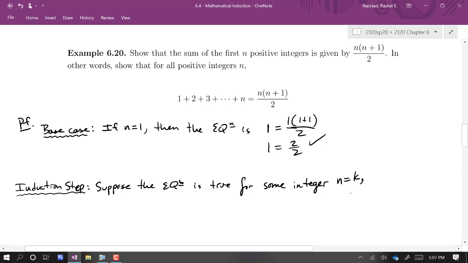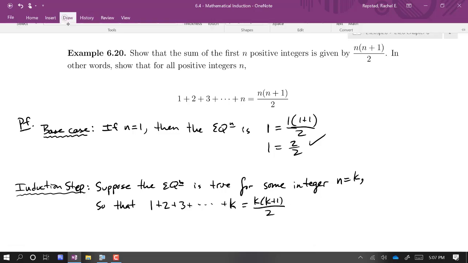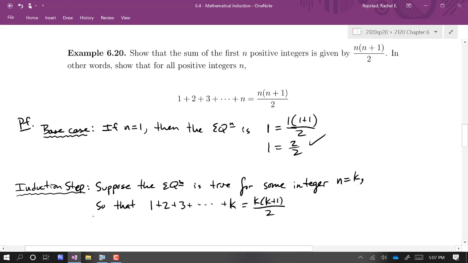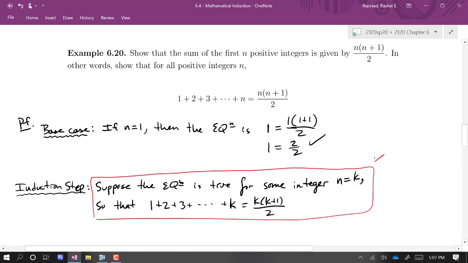And that gets us something that we call the induction hypothesis. If it's true when n is equal to k, then the equation that results from that is 1 plus 2 plus 3 all the way up to plus k is equal to k times k plus 1 over 2. This sort of statement is called the induction hypothesis.